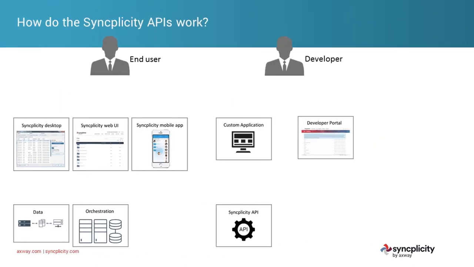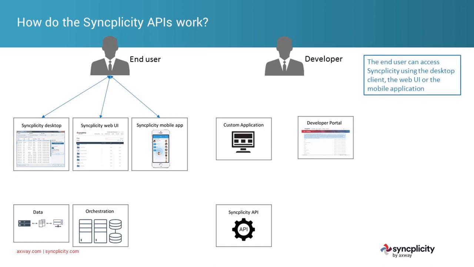So, how do the Syncplicity APIs work? As we've seen previously, the end user can access Syncplicity using the desktop client, the web UI, or a mobile client. In each case, he'll connect to the orchestration layer and to the content stored in the data storage, which can be in the public or private cloud or on-premise.